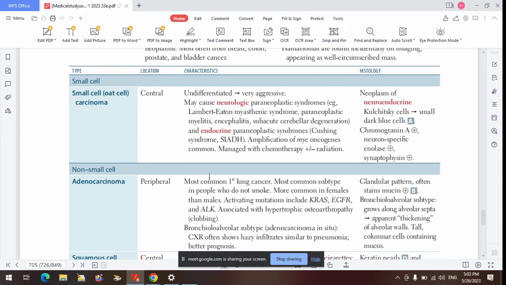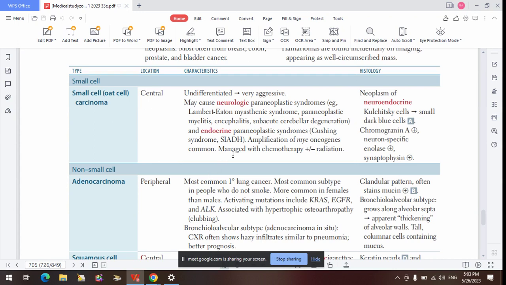And it shares some paraneoplastic syndromes. In fact, there are very many. The majority of them are neuro, while some are endocrine. The endocrine ones, we already know them. Those are the ones that start with the A: the ADH as well as the ACTH. So they can cause Cushing syndrome and they can cause SIADH.